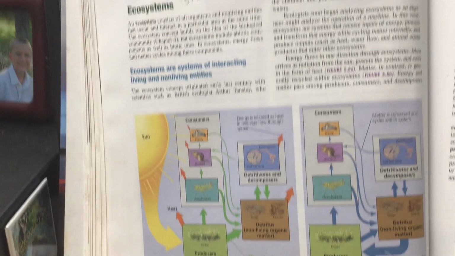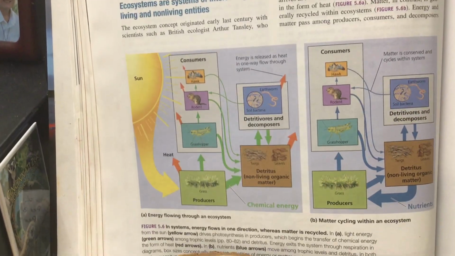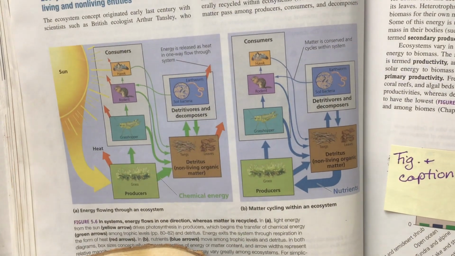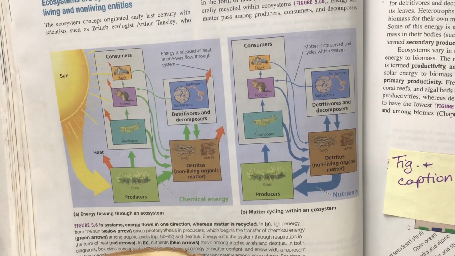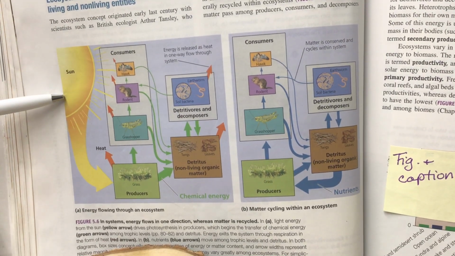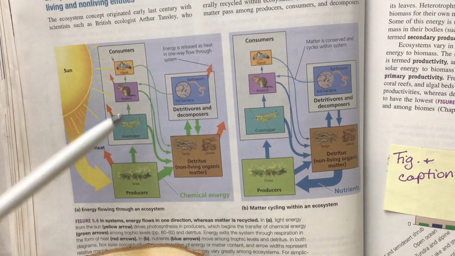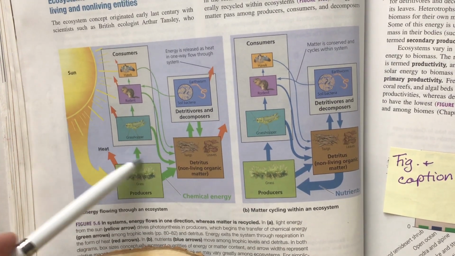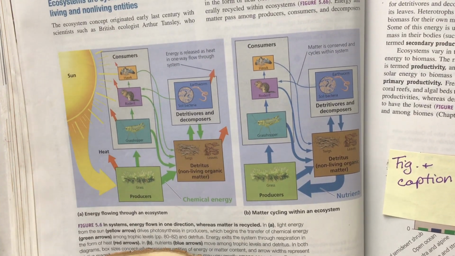So 110 starts with 5.2 ecosystems, and we have here a review of food webs and the energy that flows through food webs. So all energy in food webs comes from the sun. That's a test question. It all comes from the sun, to producers first, and then up the food chain. That's from last chapter. We know this.